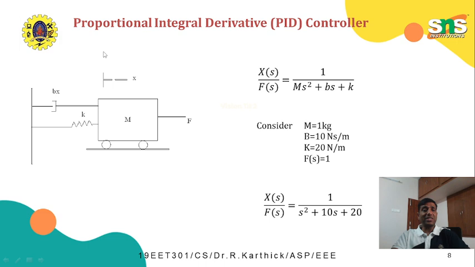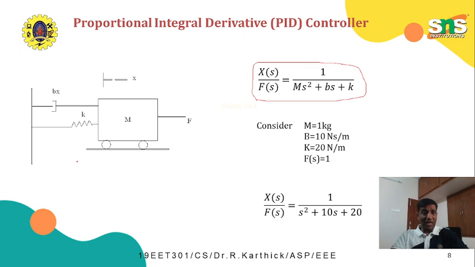As I told you, we will consider a small mechanical system where we have a mass M, a spring and a dashpot. F is the applied force to the system, and x is the displacement of the system. When we model the system, this is the transfer function of the mechanical system, where M is the mass, B is the friction coefficient, or viscous coefficient, and K is the spring constant. Now consider a case where the mass is 1 kg, the viscous coefficient B is 10 Newton second per meter, the spring constant K is 20 Newton per meter, and the applied force is 1 Newton. So this is the case we are going to consider.